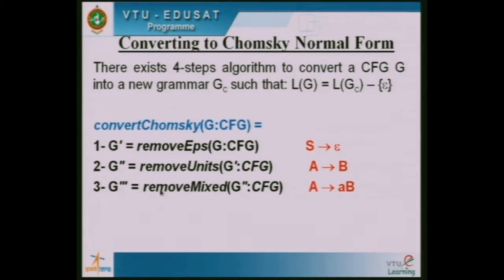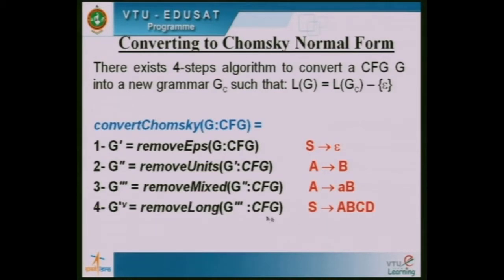next algorithm, that is remove mixed. So, what do you mean by remove mixed? As you know, for Chomsky normal form, RHS must be both non-terminals. If it is not, at that time it is called mixed. For example, A tends to aB. So, it has a combination of both terminal and non-terminals. If such types are there, then they must be eliminated and they must consist of all non-terminal symbols.